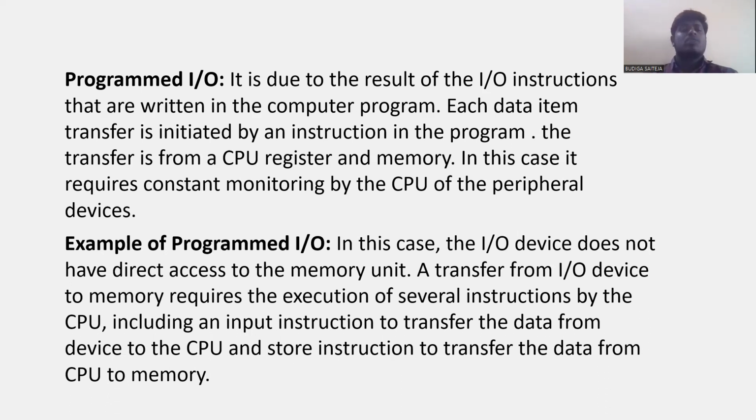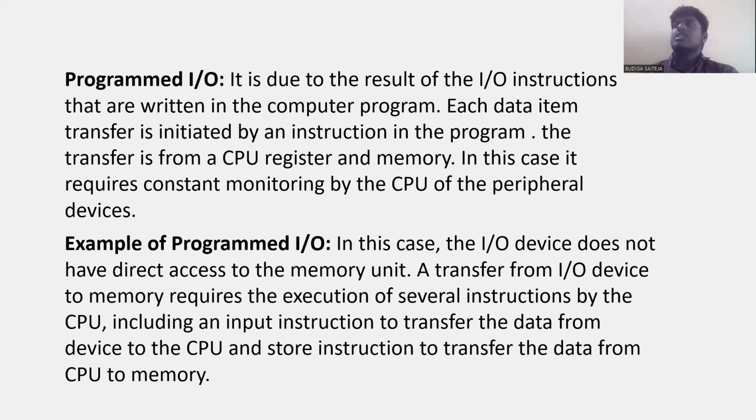The example of programmed input is one where the IO devices do not have direct access to the memory unit. A transfer from an IO device to memory requires the execution of several instructions by the CPU, including an instruction to transfer the data from the device to the CPU, and a store instruction to transfer the data from the CPU to memory. In programmed input and output, the device does not have any direct access to the memory unit.